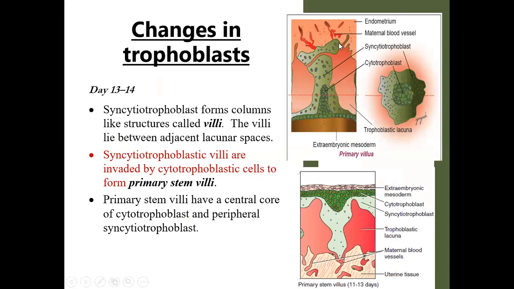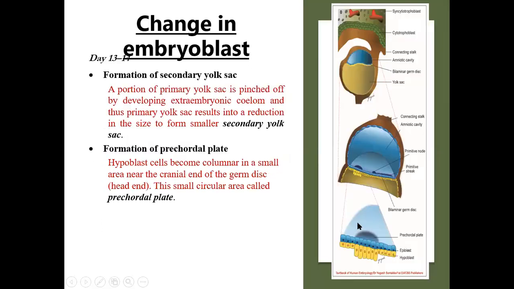So finally, what will be the changes in the trophoblast by day 13 to 14? The syncytial trophoblast will form the villi. They will form columns like fingers, and that is known as villi. The outer boundary of these villi is formed by the syncytial trophoblast, and the inner core is formed by the cytotrophoblast. So this is the primary stem villi with the central core of the cytotrophoblast, and the peripheral part formed by the syncytial trophoblast. And between the villi will be the trophoblastic lacunae filled with maternal blood.